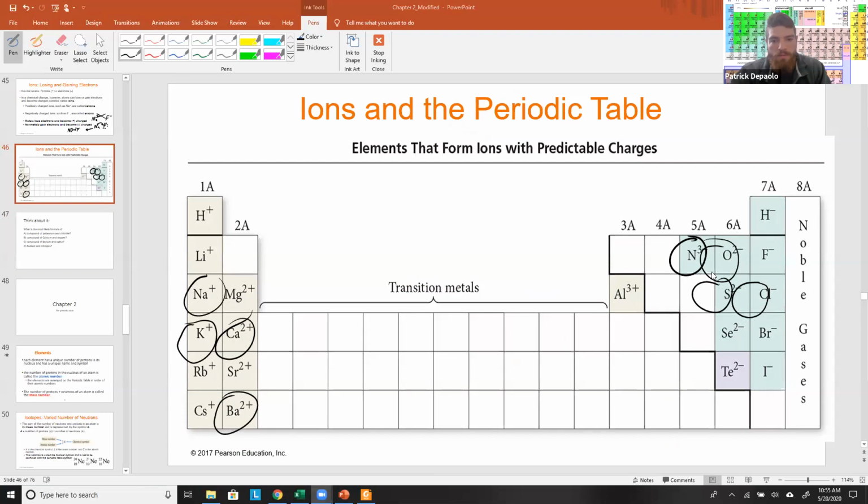Pulling up the chat window. Good, Na3N. That's because you need 3 Na to cancel out with 1 nitrogen. Awesome, I think we're pretty good at this.